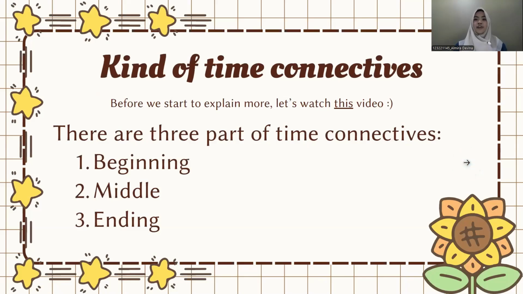Next is kind of time connective. There are three parts of time connective: beginning, middle, and ending. But before we start to explain more, let's watch this video to test your understanding about time connective.